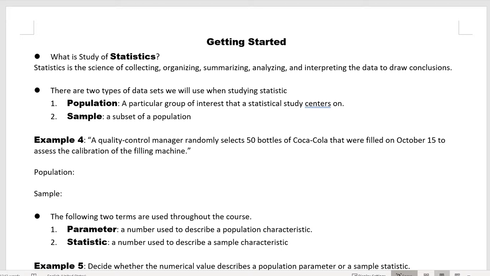What is the study of statistics? Statistics is the science of collecting, organizing, summarizing, analyzing, and interpreting the data to draw conclusions. There are two types of data sets we will use when studying statistics. First, population. Population is a particular group of interest that a statistical study centers on. For example, Indiana Tech students.